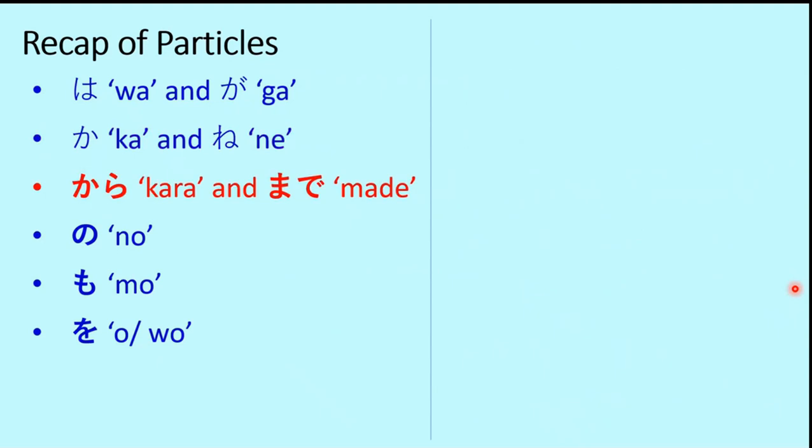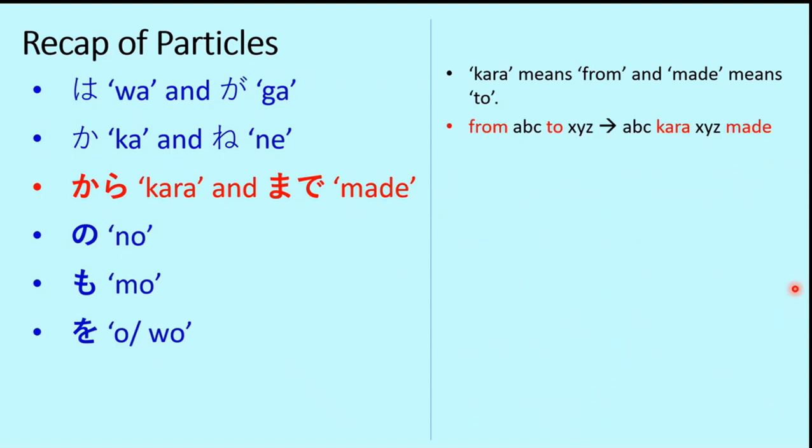We move on to the next one, kara and made, which is nothing but from and to respectively. From ABC to XYZ would be interpreted in Japanese as ABC kara XYZ made.